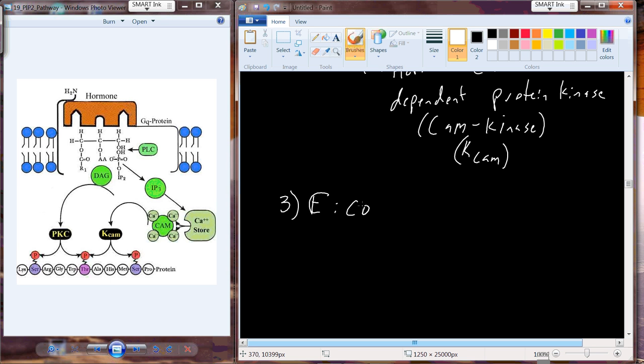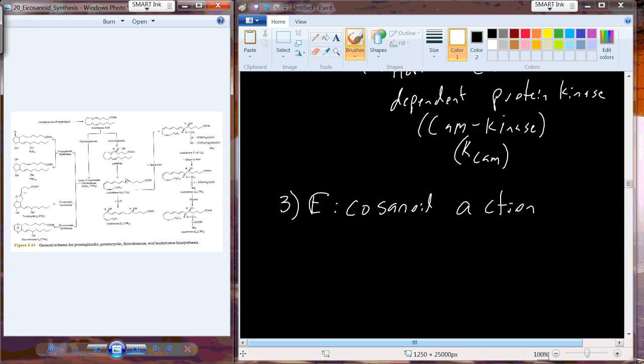All right, so another class of hormone we briefly touched on already with the eicosanoids. So here is a picture. That's not a real good picture. Let's see if we can increase its size here real quick.